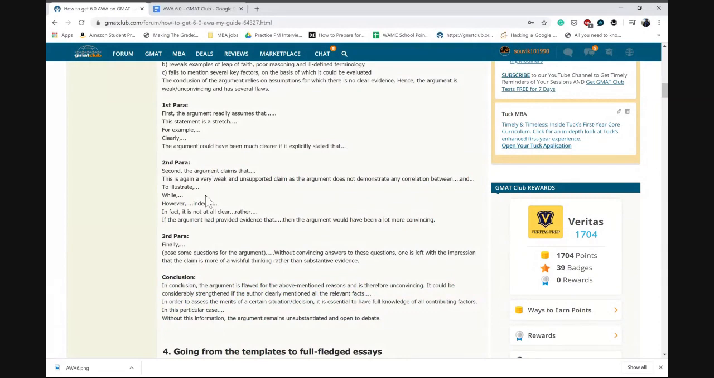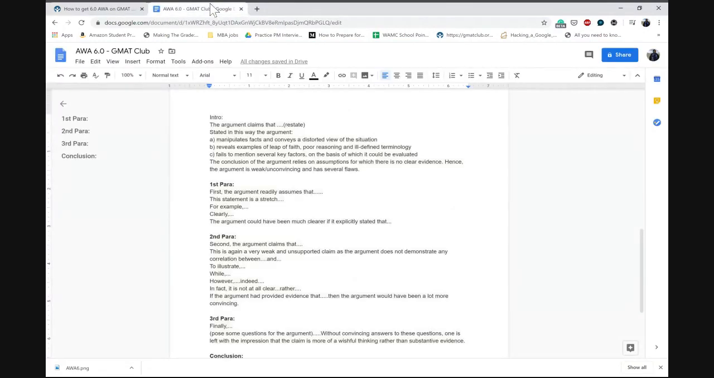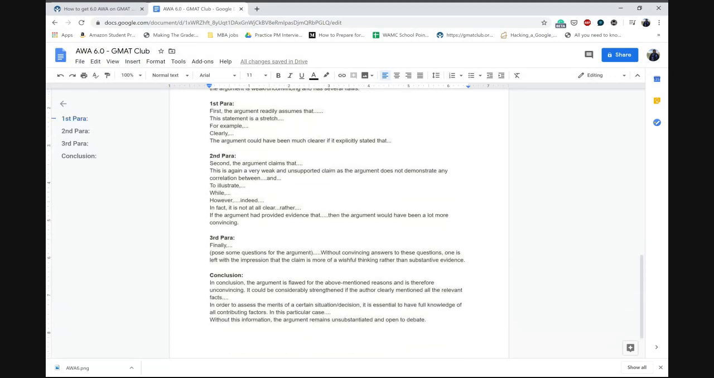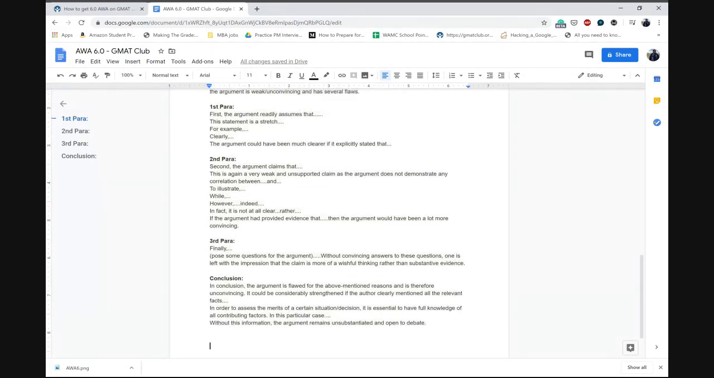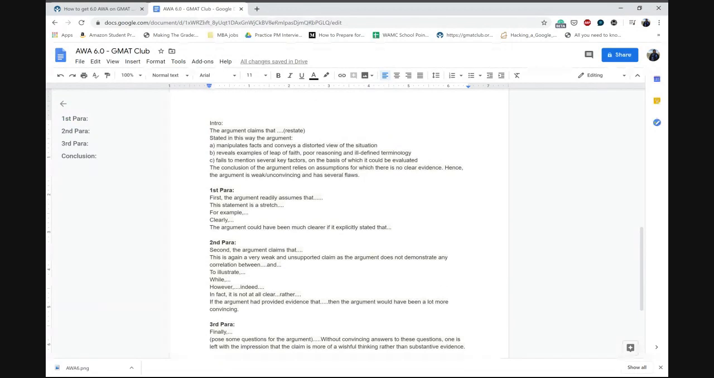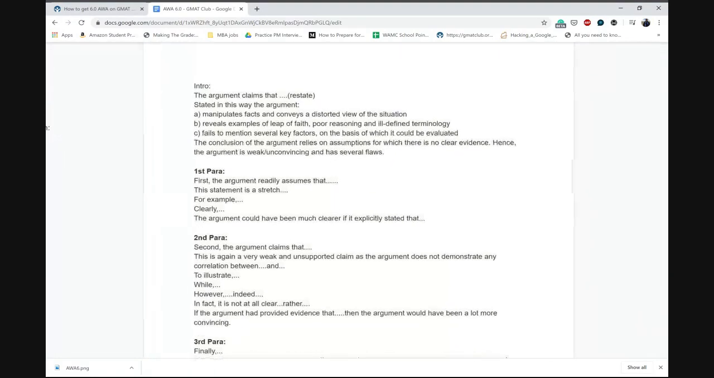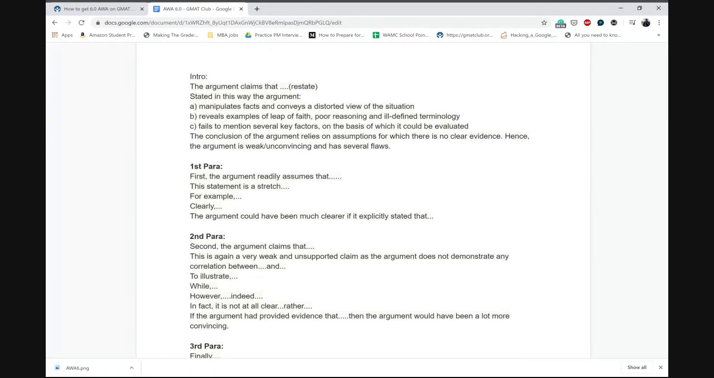So what I want to do here today is use this same format, the intro, the first paragraph, the second paragraph, and the conclusion to answer a real AWA question, right? So let me know if you can see the screen okay. There's no zooming issue or any of those issues. Just make sure that all the screen stuff is perfect. It'll be a little bit hard for me to zoom in today, but I'm going to do what I can.